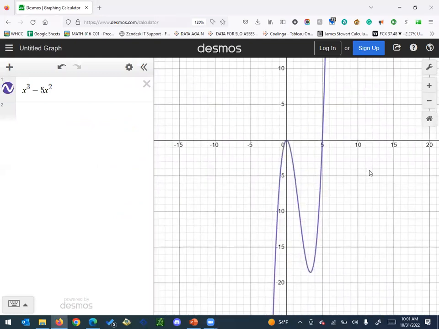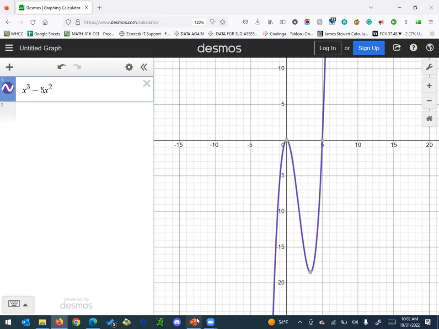Notice right at 0 though, does it touch or does it cross? Yes, it touches and drops. It just touches right here, and then turns back around. At 5, it actually crosses. It goes from the negative side to the positive side.